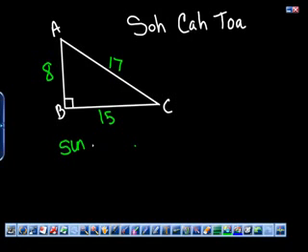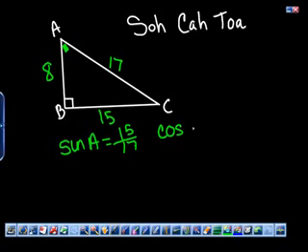Start with sine, and let's do the ratio for the sine of A. And again, what is sine? Opposite over hypotenuse. So, taking a look at A, what is it going to be? Opposite over hypotenuse, 15 over 17.